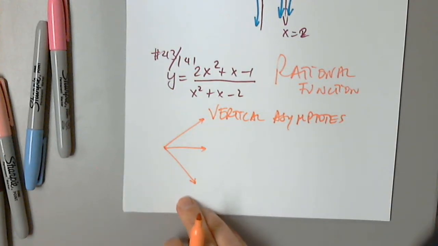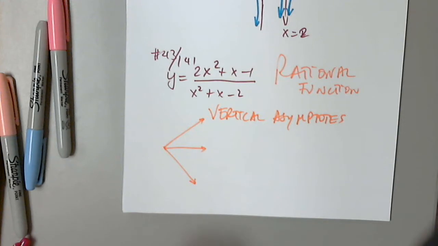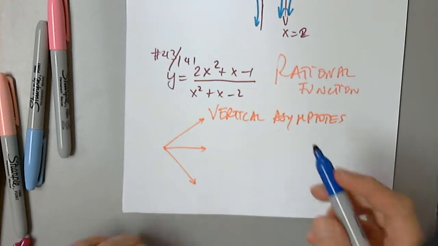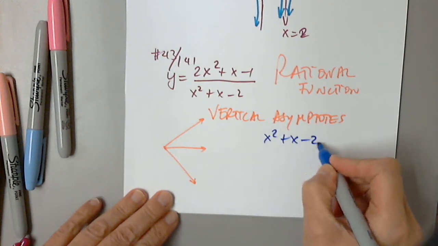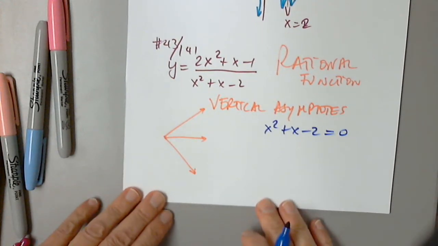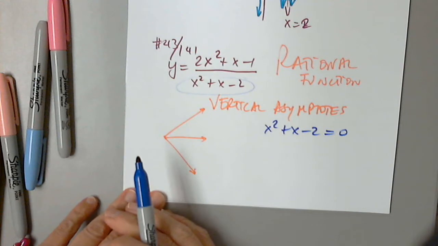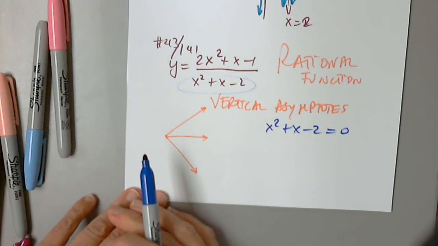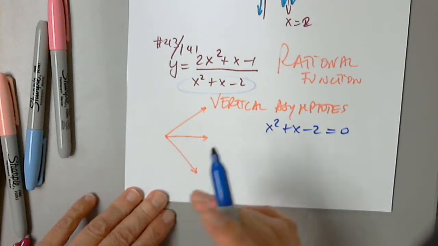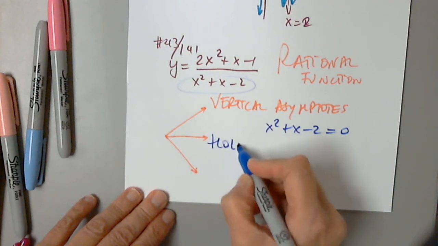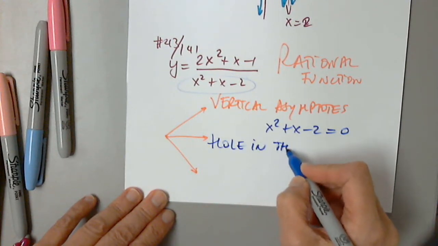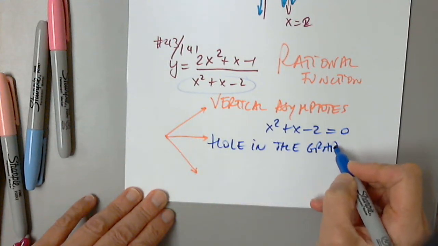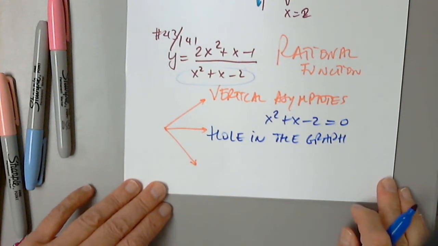When will a rational function have vertical asymptotes? When x squared plus x minus 2 equals 0. When it's undefined. Another situation: a hole in the graph.